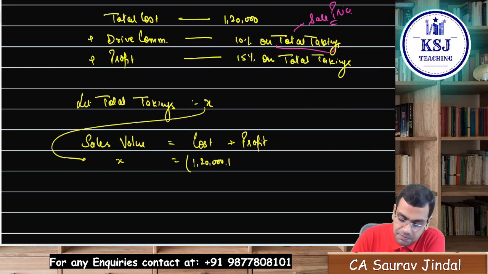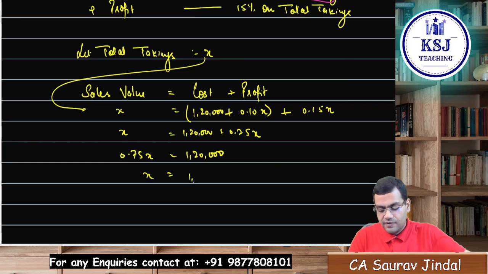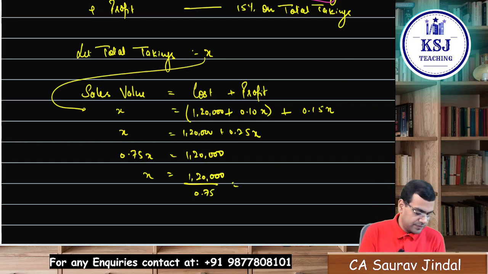1,20,000 is the cost, plus this driver commission also is a cost, that is 0.10x, plus what is the profit here? Profit is 0.15x. Can you calculate the value of X from here? Very easily, sir. X is equal to 1,20,000 plus 0.25x, that is 0.75x equals 1,20,000. So value of X will be 1,20,000 divided by 0.75, that is 1,60,000.